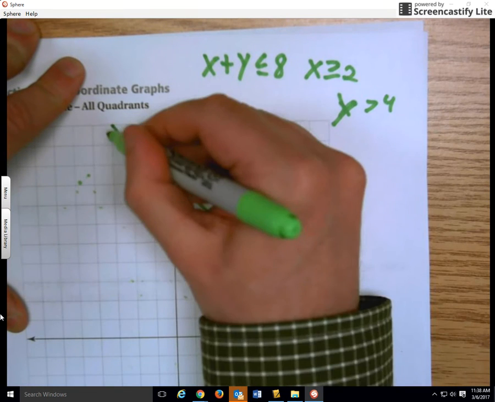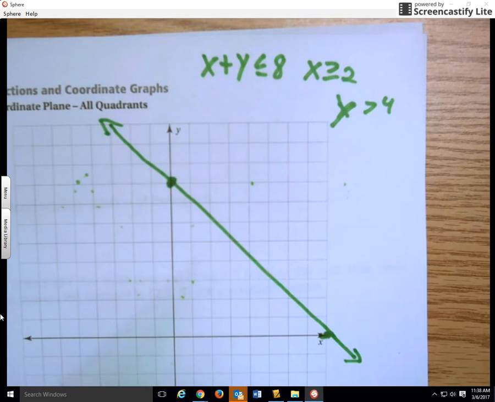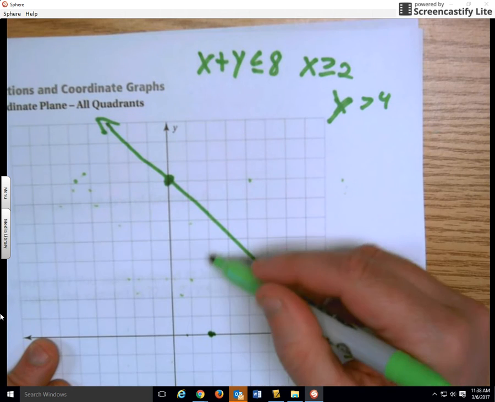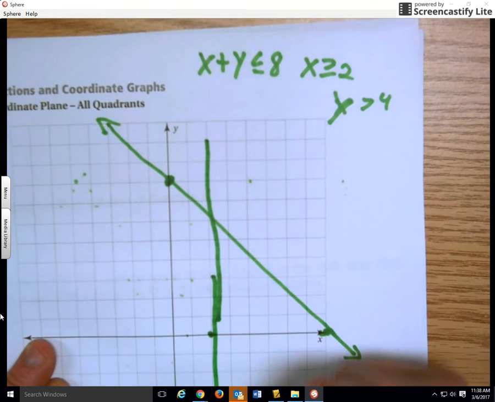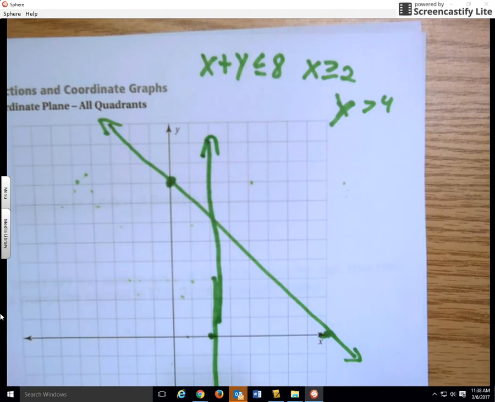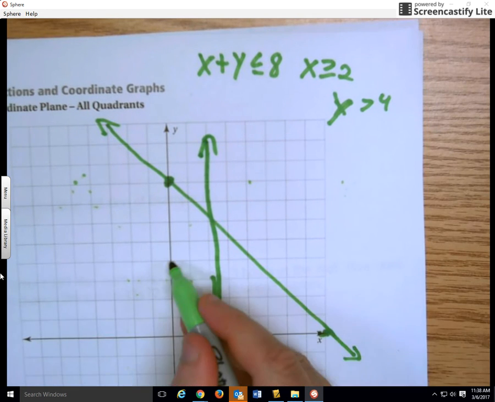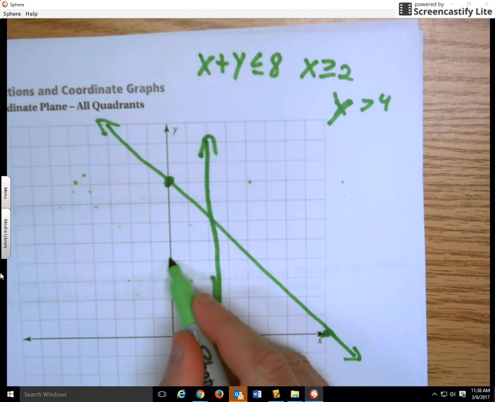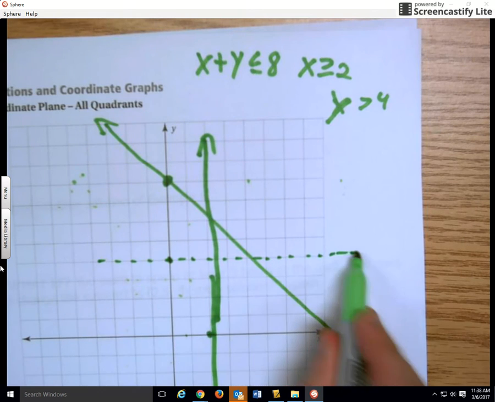There we go. We have our boundary line right here. And then the second one is x is greater than or equal to 2. So go to x is 2. It's greater than or equal to, so again, a solid line. Whoops, I missed it. There we go. And y is greater than 4. So go to 4. And then as I'm going through 4, notice that it's just greater than, so it's not a solid line. The boundary line is not included as part of the answer.